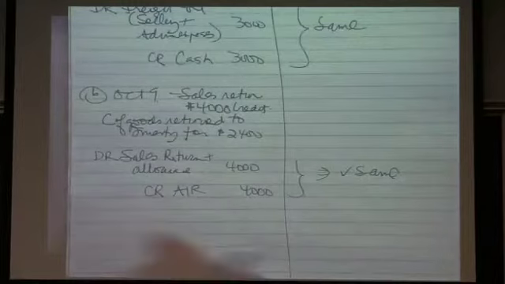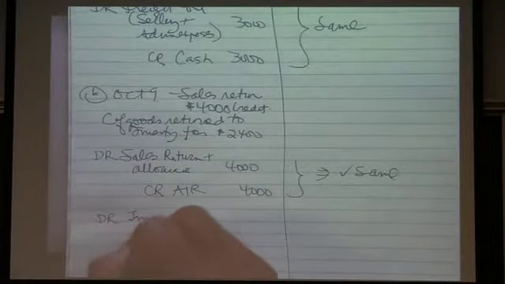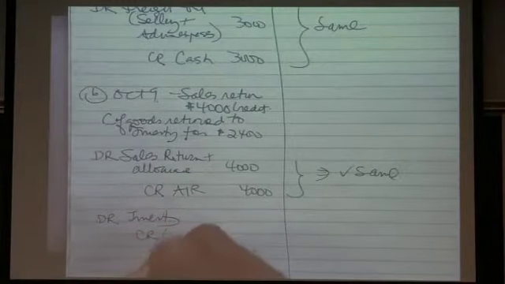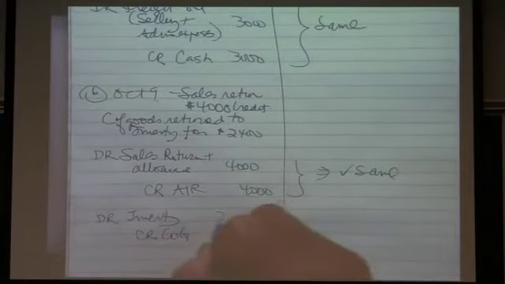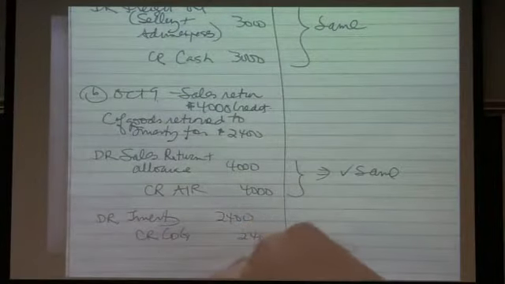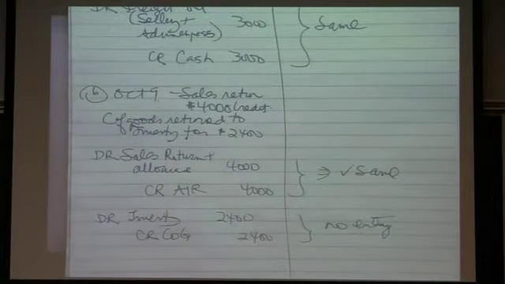And by the way, it's the same entry under the perpetual inventory system. But we also need to update our inventory, don't we? So debit inventory, credit cost of goods sold. I'm using the short form COG. And that is $2,400, the original cost. And here, again, there's no entry under periodic because we only record the cost of goods sold at the end of the accounting period.